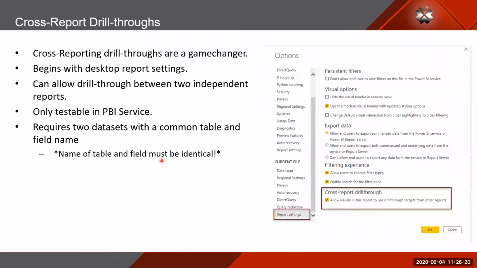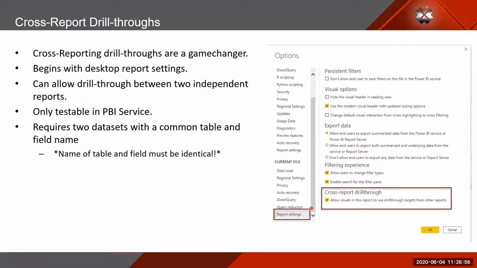It begins in the desktop report settings. If you open up your desktop settings in the current file category, there is the report settings subheader. And in that subheader, at the very bottom of that section, there is this cross-report drill through button. And what it says is allow visuals in this report to use drill through targets from other reports. I recommend turning this on in both reports that you want to have speaking to each other, because not only will the user want to be able to navigate to another report, but they will want to go back.